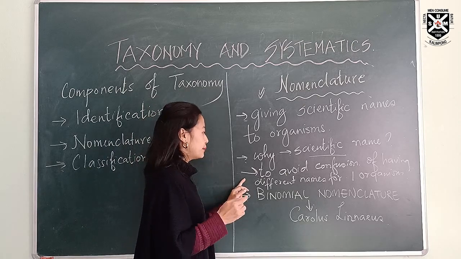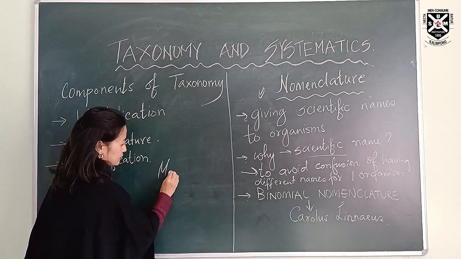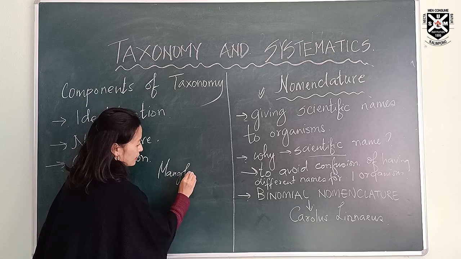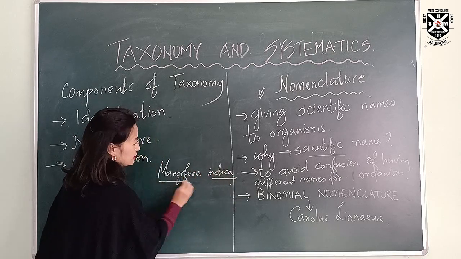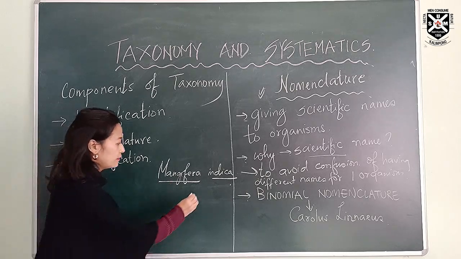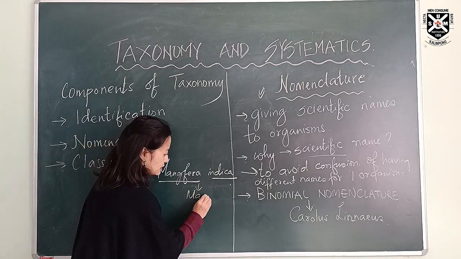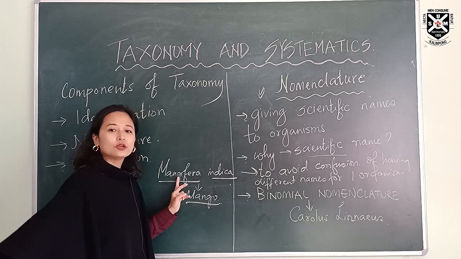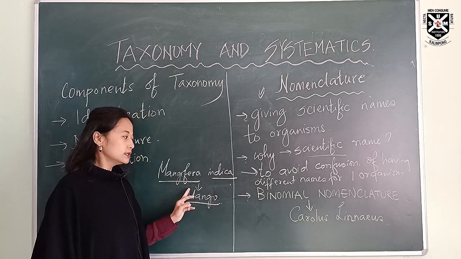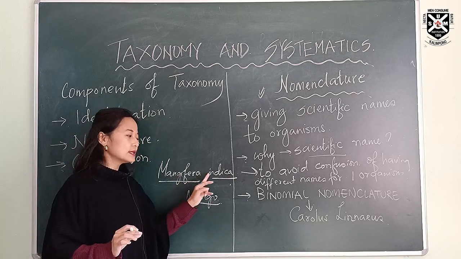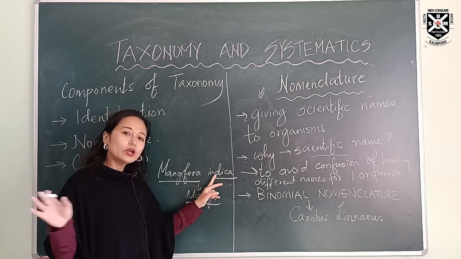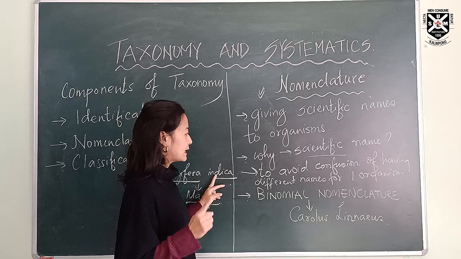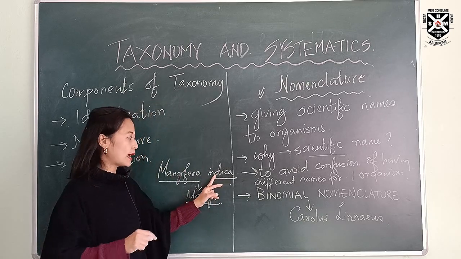For example, we already studied Mangifera indica. This is the scientific name for your mango. All over the world, Mangifera indica means the mango. So to avoid all the confusion, we keep one scientific name for one organism.